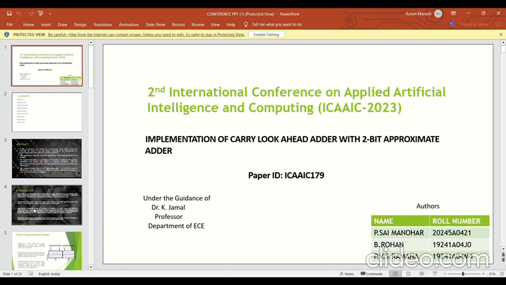I am B. Rohan, a student of ECED, and along with my fellow students Sai Manohar and Ramana, have done our final year project in the domain of VLSI. Our project is called the implementation of carry lookup adder with 2-bit approximate adder. We have successfully published our paper in the second International Conference on Applied Artificial Intelligence and Computing.